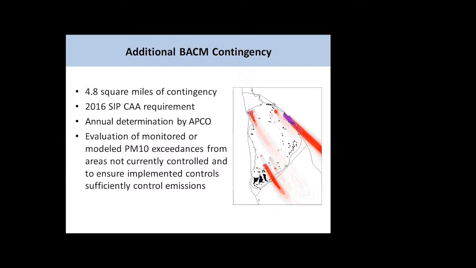And so where I'll end is the Owens Valley PM10 planning area has not met the federal PM10 standard in a demonstration of attainment. And so on an annual basis, a determination is done by the district of the monitored and modeled PM10 exceedances to determine if additional areas are required for controls, and also to ensure that the currently implemented best available control measures are sufficiently controlling PM10 emissions. And this contingency requirement is a requirement by the 1990 Clean Air Act Amendments, which requires that progress be made towards attainment of the federal standard.